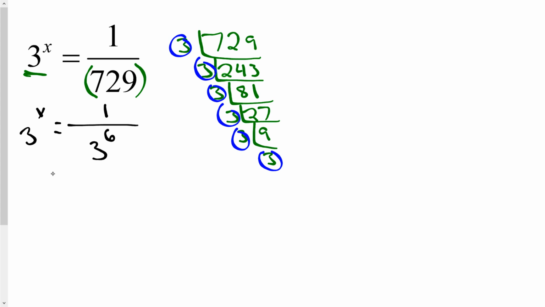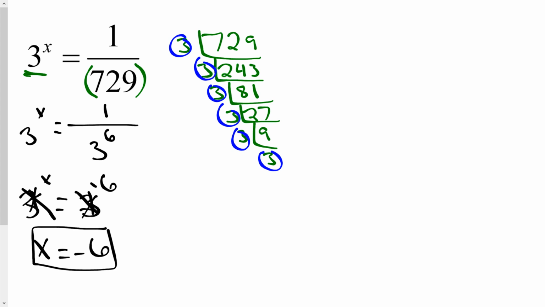Now, this isn't quite the same bases yet. We're almost there. 3 to the power of x equals, if I bring this up to the numerator, 3 to the power of negative 6. My bases are the same, so I can ignore them and just say that x equals negative 6. That's what's left over.